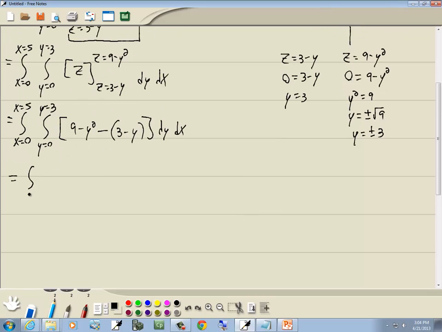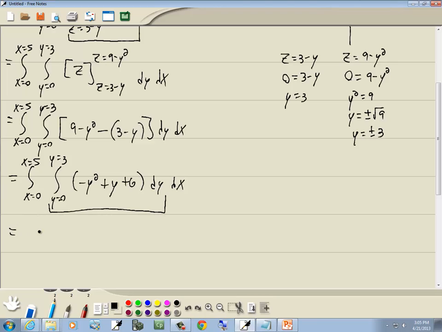Okay, so that's going to go from x equals 0 to x equals 5. We can simplify this a little bit before I do the next one. Y is equal to 0 to y is equal to 3. Now I'm going to have negative y squared. This negative flips the sign of this negative y, so negative negative gives us a positive y. And the negative flips the sign of the 3, so that's a minus 3 and 9, which gives us 6. dy dx. Do the next integral.